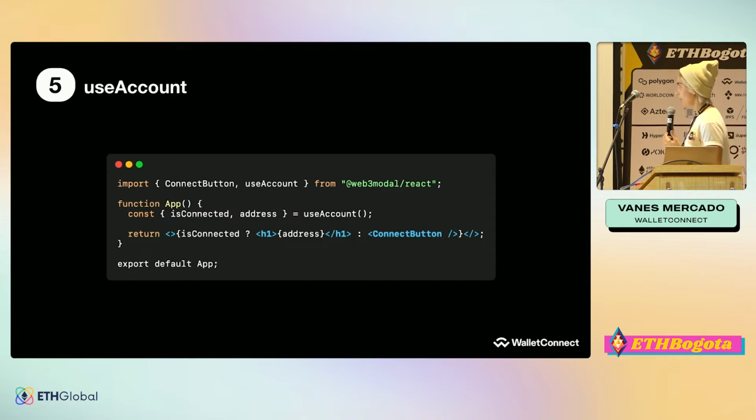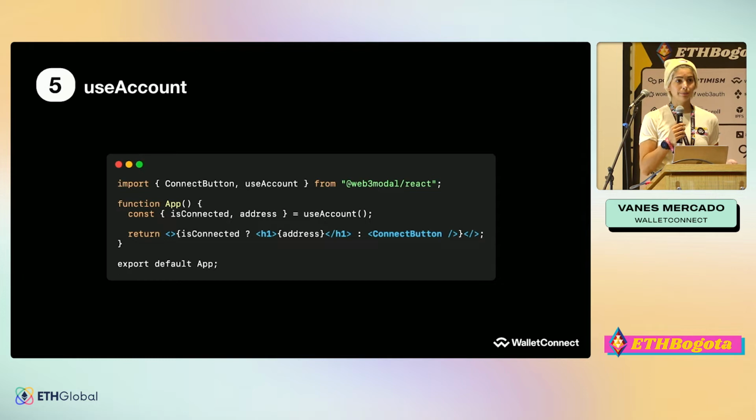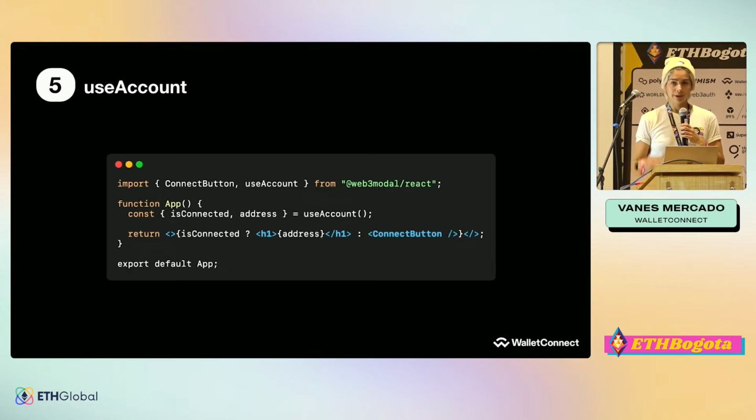We want to be able to pull in some information from the user when they authorize using that connect button. We're going to do that by using the useAccount hook. A couple of things that we can pull out from that are connected, which is just a Boolean that will return true or false, and then the address. For the following example, we're just going to create a ternary operation. If the user is connected, then we'll be able to see their address. If they're not connected, we'll render that connect button.